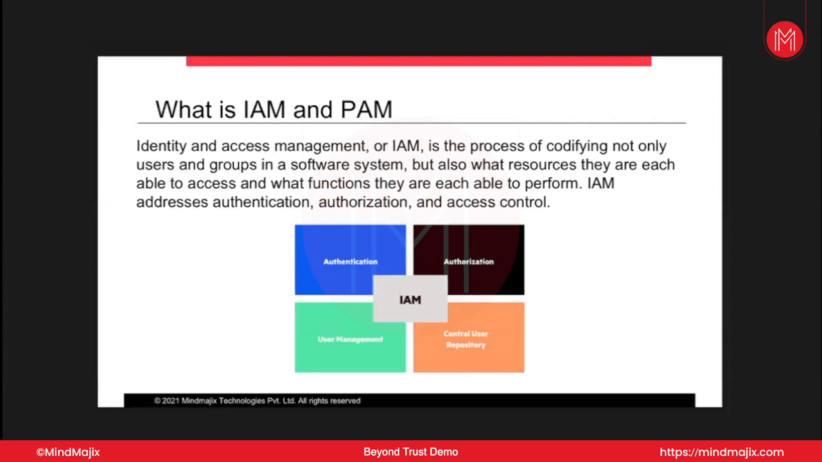Okay. Coming to identity access management. Identity access management is nothing but what helps the whole organization build automation for upcoming users or present users. Identity access management mainly concentrates on authentication, authorization, user management, and the central user repository, which is nothing but providing access to particular users with the required privileges.